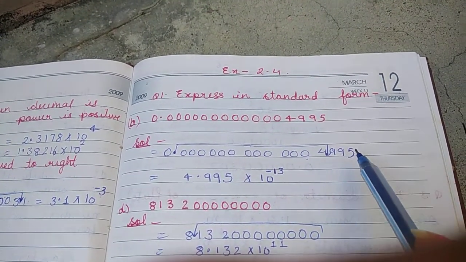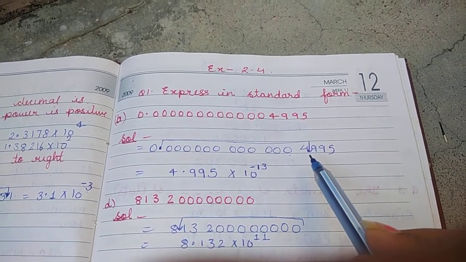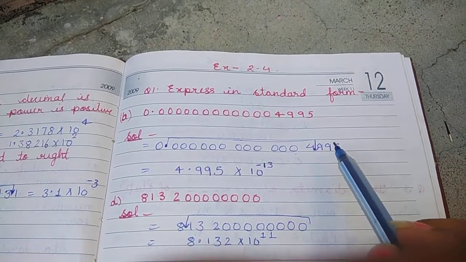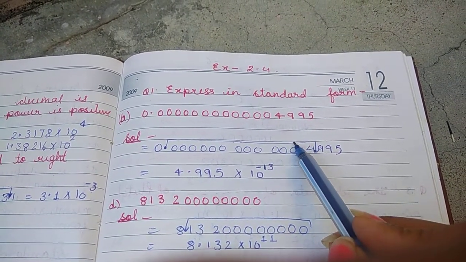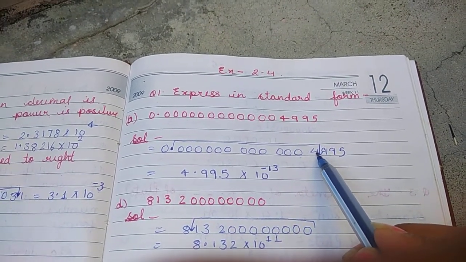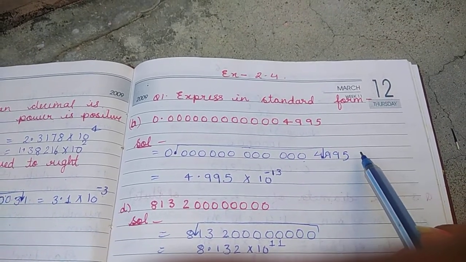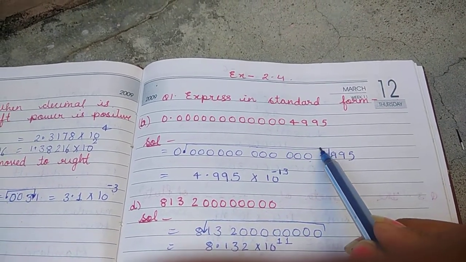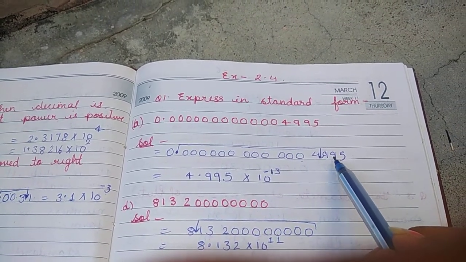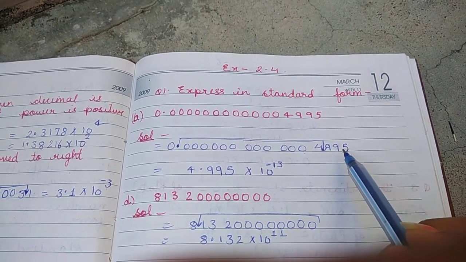Now don't get confused, we have to make the m which should be between 1 to 10. So if we place the decimal between 0 and 4, it will be 00.4, which is less than 1. Or if we place it between both the 9s, that would become 49.95. 49 is greater than 10. Or if I place it between 9 and 5, that would be 499.5, again a very large number.